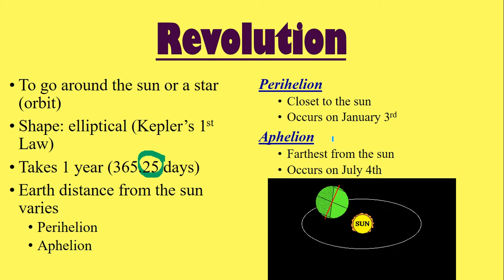Aphelion is when we're furthest from the sun. This occurs on July 4th in the northern hemisphere. That is where I live. That will be in the middle of summer. I live in the United States. It's the 4th of July, what we know as July 4th, our Independence Day.